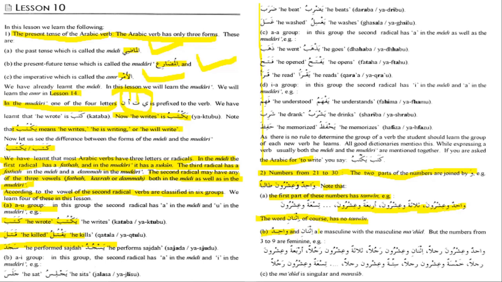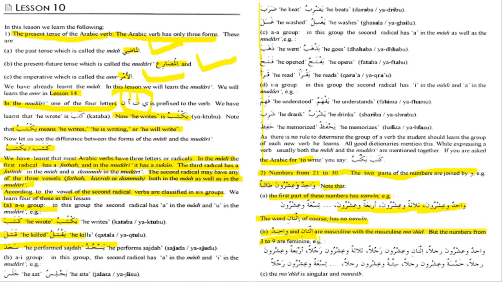You should also note that wahidun and ithnani are masculine with a masculine ma'dud, but numbers from 3 to 9 are feminine. What this means is that when you are counting 21 to 30, as with 1, 2, 11, 12, 21, 22, all of those 1s and 2s agree with the ma'dud in gender. So if you are counting 21 of something masculine, they agree in gender. 22 will agree in gender.